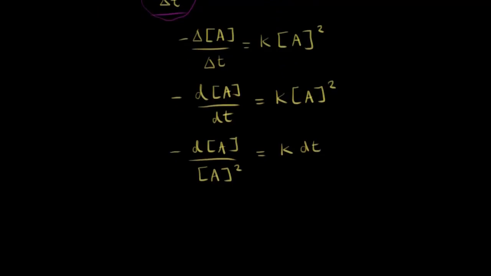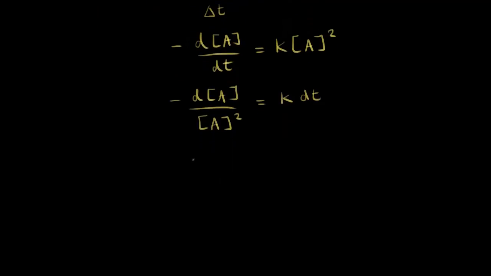All right, so we're ready to integrate, and let's rewrite what we have on the left here. So this would be the negative concentration of A to the negative 2 power dA, just to make the integral a little bit easier to follow. And on the right here, we still have k dt. So we're going to integrate the left here, and we're going to integrate the right. k is a constant, so we can pull it out of our integral.